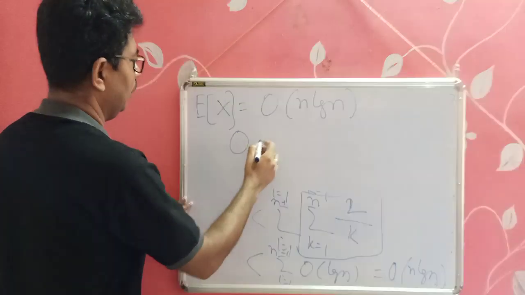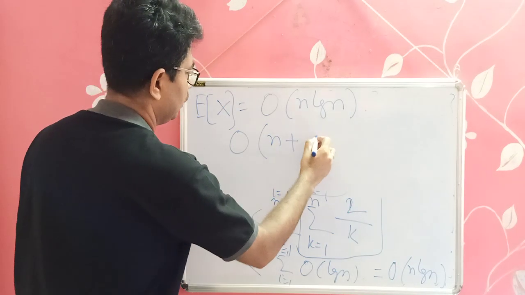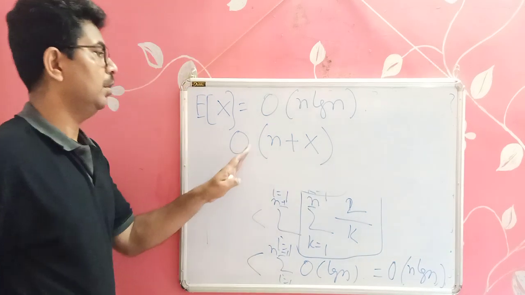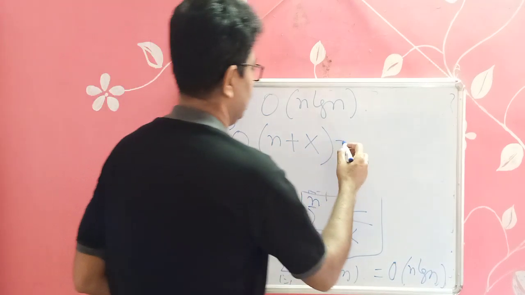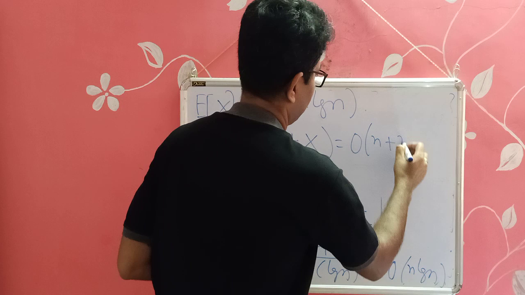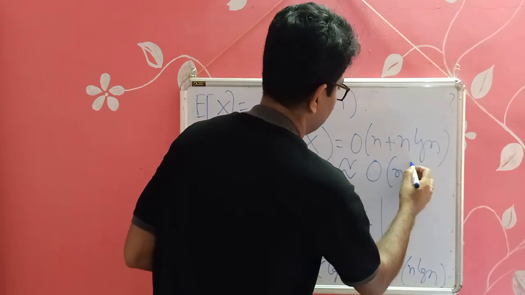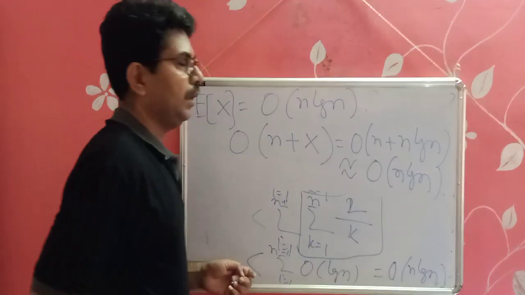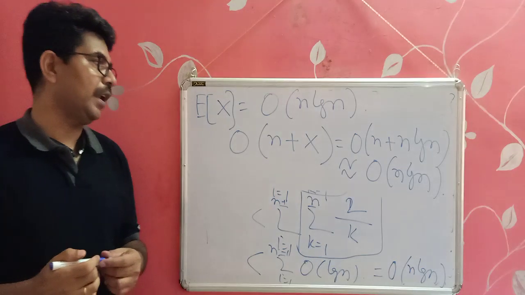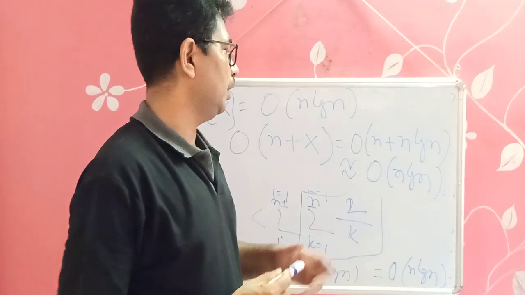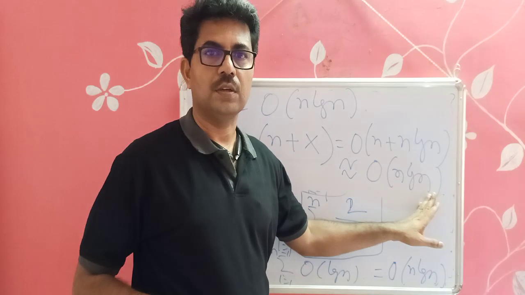Therefore the time complexity of randomized quicksort is order of n plus X, that is equal to order of n plus n log n, and hence it will be order of n log n. Therefore we can say that the expected running time of randomized quicksort is order of n log n.